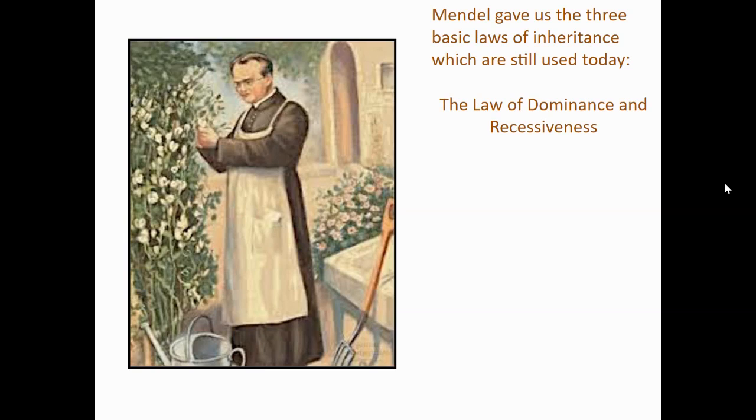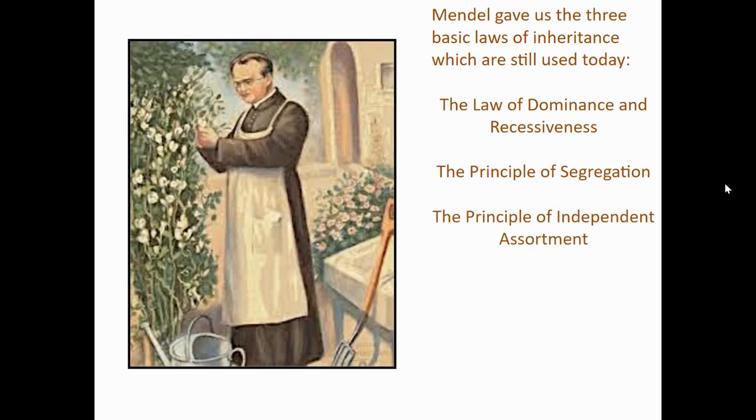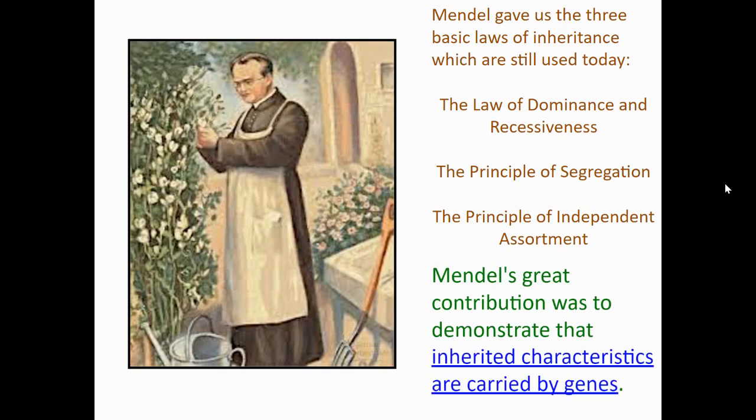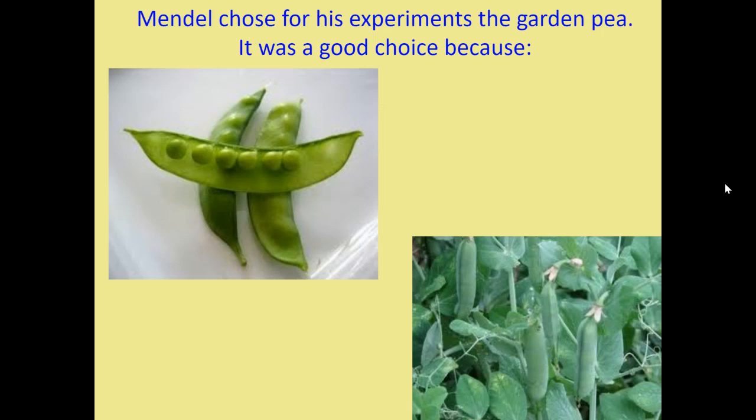Now, those 3 laws, the first one is called the law of dominance and recessiveness. The second is the principle of segregation, and the last is the principle of independent assortment. Now, we'll talk about each and every one of these and what they mean in terms of genetics. But remember, it was his greatest contribution to demonstrate how those inherited characteristics are carried by genes and then passed along to offspring.